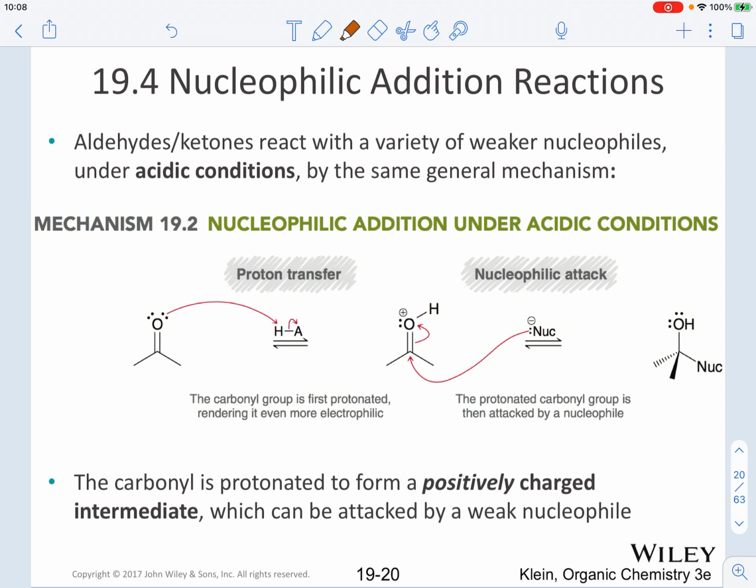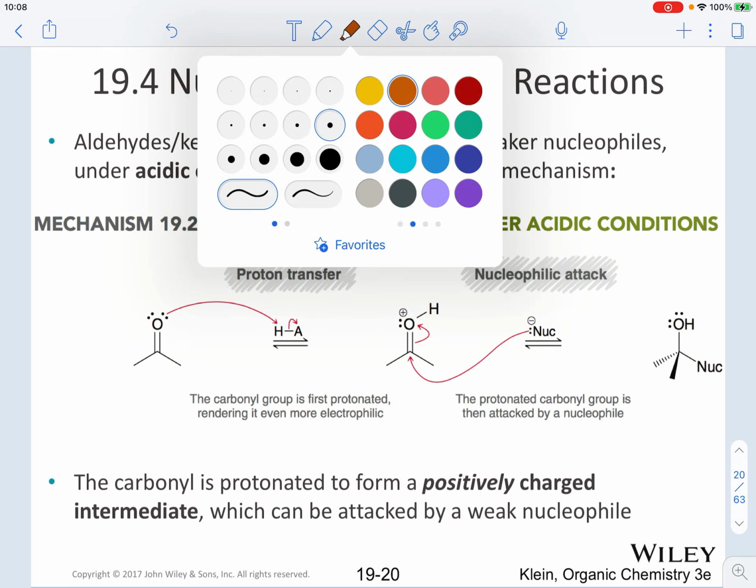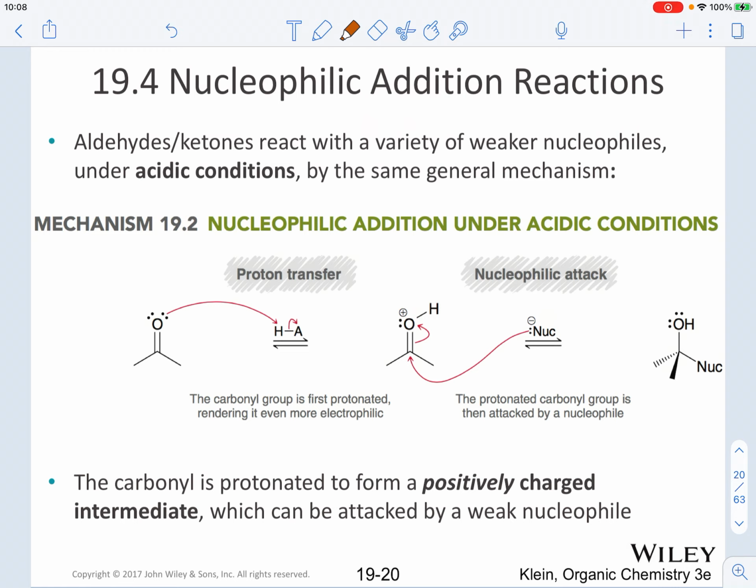Aldehydes and ketones both react with a variety of weaker nucleophiles also, but they do so under acidic conditions. And they have the same general mechanism. When this occurs, as you can see, the first step of the reaction, I'm just going to highlight the arrows, is that specifically the oxygen in the carbonyl is going to be protonated, and then the electrons are going to go to the other atom that contains the hydrogen, okay?